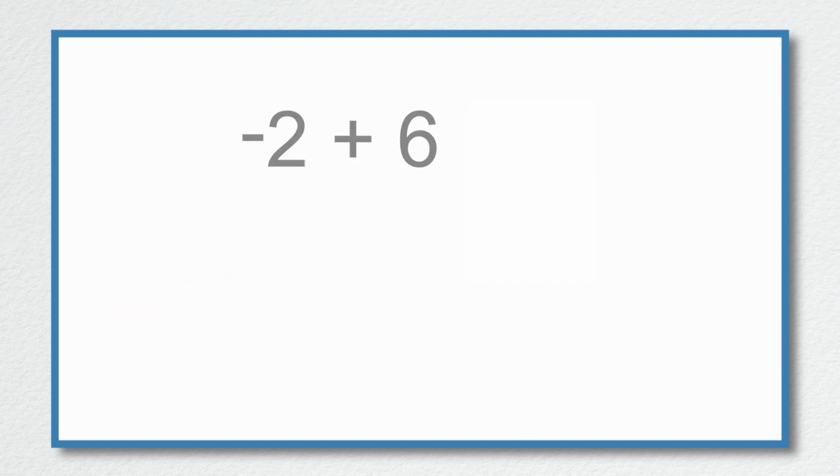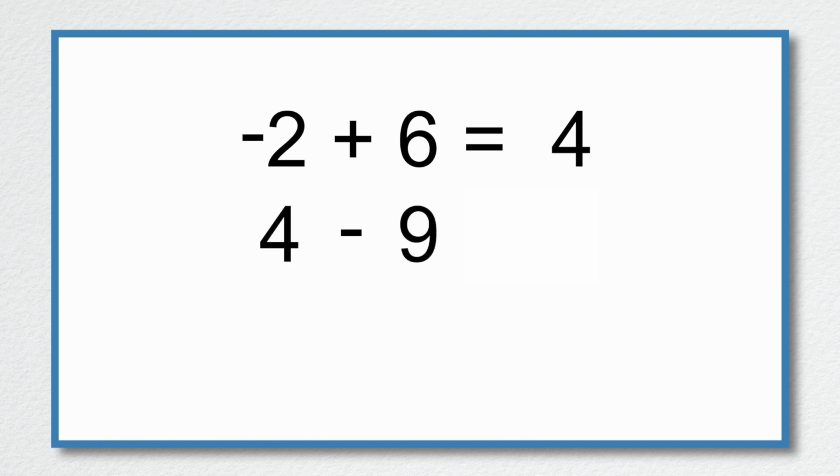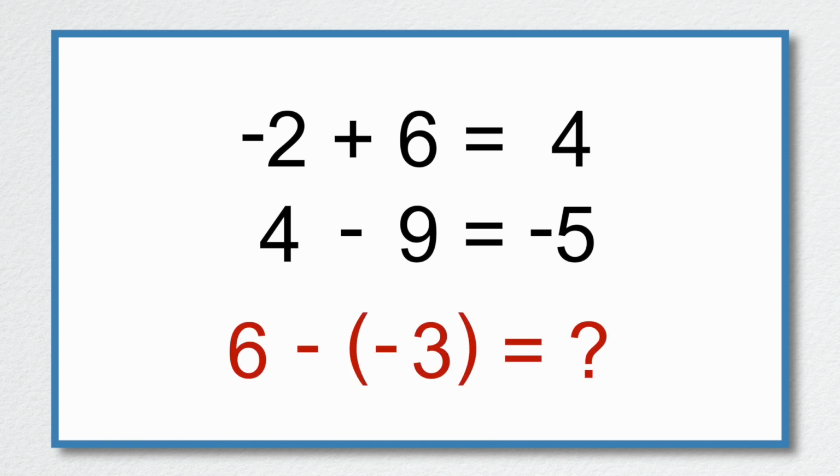So if we look at this example here of minus 2 add 6, it is assumed that the 6 is a positive 6. And of course the answer to the problem is 4, or positive 4. And if I had 4 subtract 9, it is assumed that both the 4 and the 9 are positive. And of course the answer is minus 5. But what if we had, say, 6 subtract negative 3?